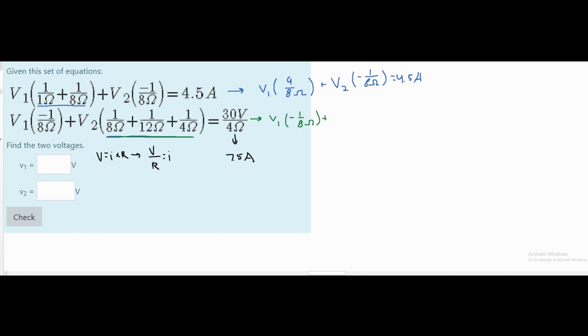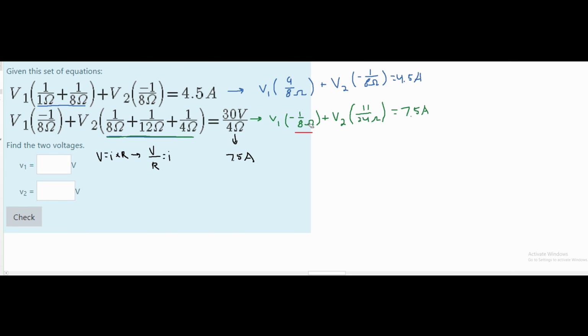Nothing changes with our V1, but for our V2, we're going to add all of these together, and then we're going to have a 24 on the denominator, because that is the most common denominator between the three. We're going to have a 3 plus 2 plus 6, or we can rewrite this as 11, and this is equal to 7.5 amps. We can see that there is a common similarity between these two, and that is this 1/8 and this 1/8 right here.